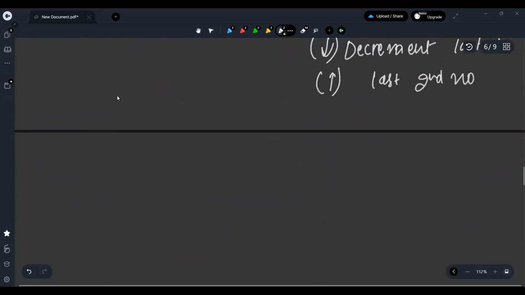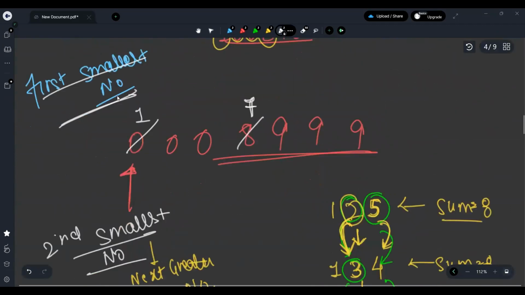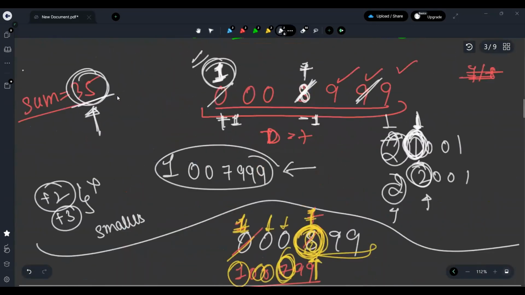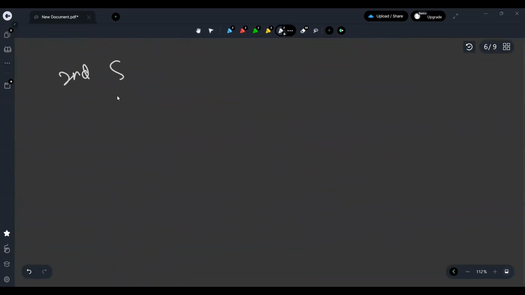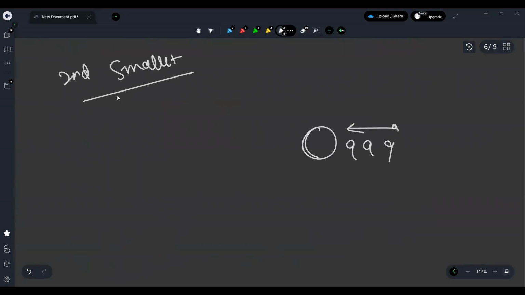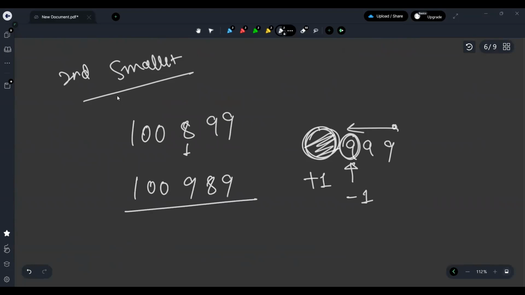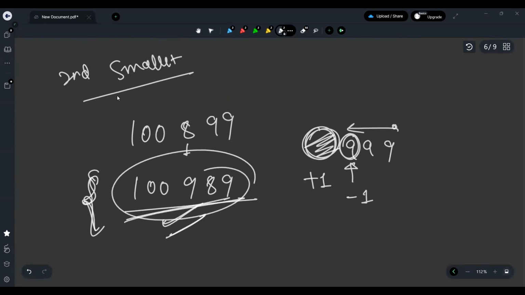So for the first smallest number, I have to traverse and add as many 9s as possible. For the second smallest number, I have to traverse until I get 9s, and when I do not get 9, that number will be incremented by 1 and the next number decremented by 1. Let's say 100899. What if I increment it? This will become 100989. So this is the next smallest number.